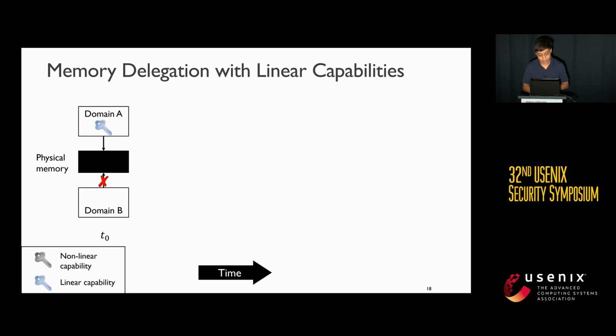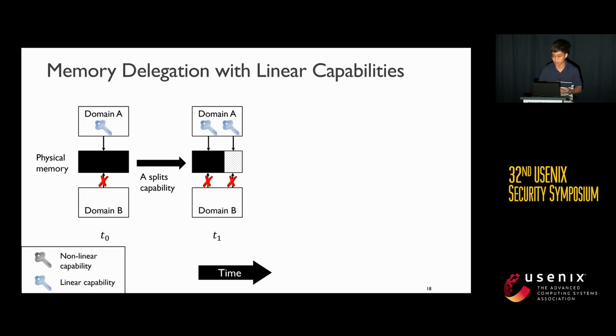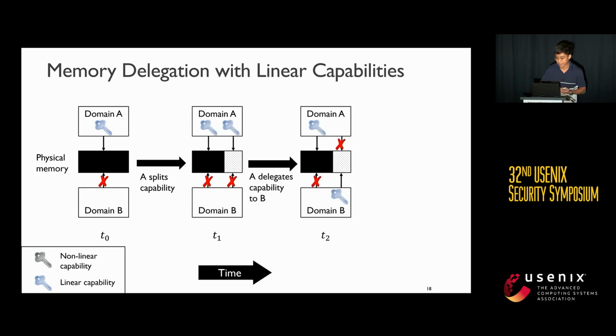If we look back at the memory delegation example and see how it works with linear capabilities, domain A initially will have a linear capability that grants it access. It can then split the capability into two disjoint parts, and then it can pass one of them to domain B. Upon receiving this linear capability, domain B can know that it has exclusive access. The problem here is that if domain B is malicious, how can A know that it will ever be able to get back the linear capability?